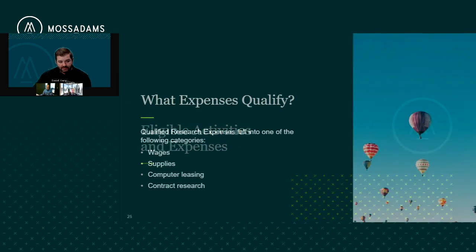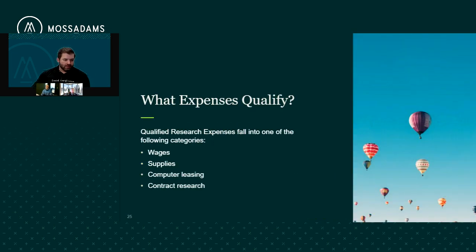What are the expenses that can qualify? There are four different cost buckets that we look at. Wages are the wages paid to your employees. It's the amount of time spent on R&D project or projects throughout the year, on an employee by employee basis. Those get aggregated together and then put into our credit bucket.